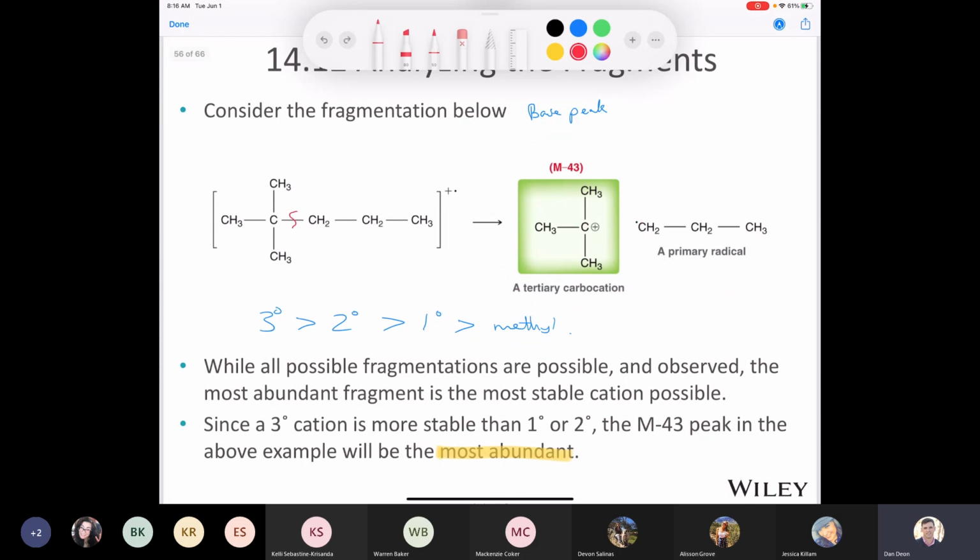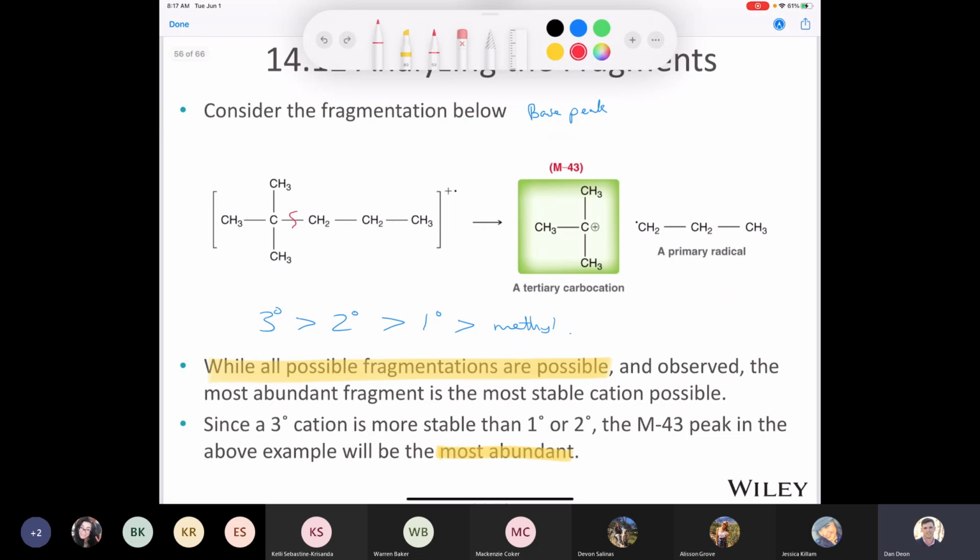Now, why are they highlighting this tertiary carbocation? Because as it says on the slide, all kinds of fragmentations are possible, right? That's why we see so many peaks in the mass spectrum, but we want to isolate or interpret the most important peaks, okay? All kinds of fragmentations are possible. If you're thinking, well, hey, Mr. Dion, couldn't it fragment here? Couldn't it fragment here? Yes, those can happen as well.